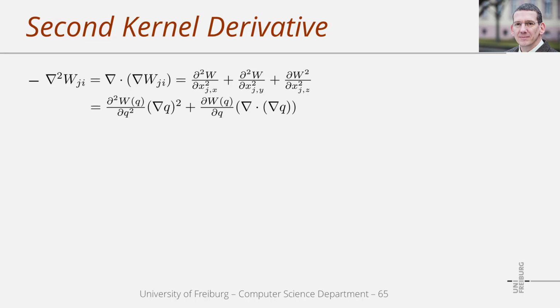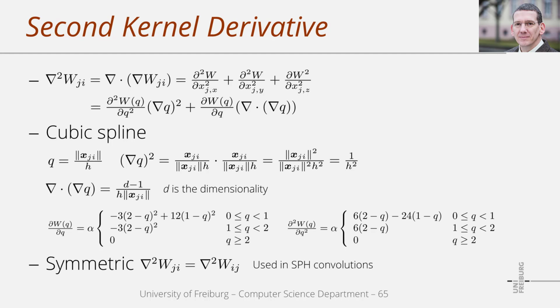Similar as for the first derivative, the second derivative can be written in terms of the parameter q, which is the normalized distance between two samples i and j. And then we have the respective terms. We have q, we have the squared gradient of q, and we see the Laplacian of q. Finally, we have the first and the second derivative of the kernel function with respect to q. And combining these terms in the indicated way gives the second derivative of the kernel function.